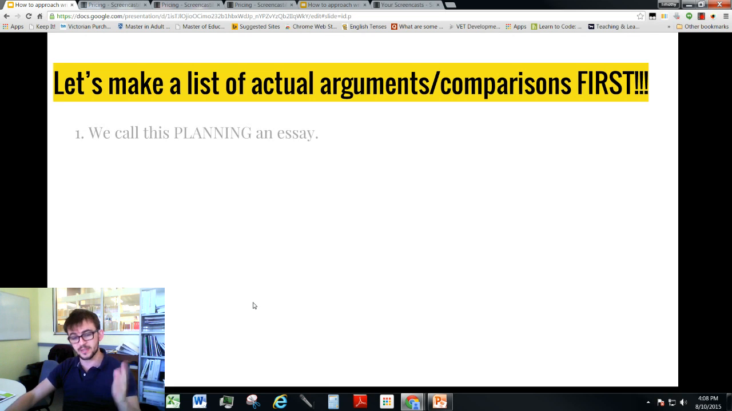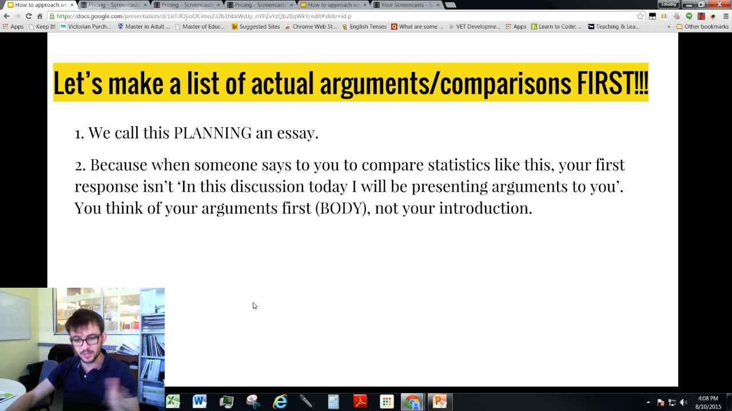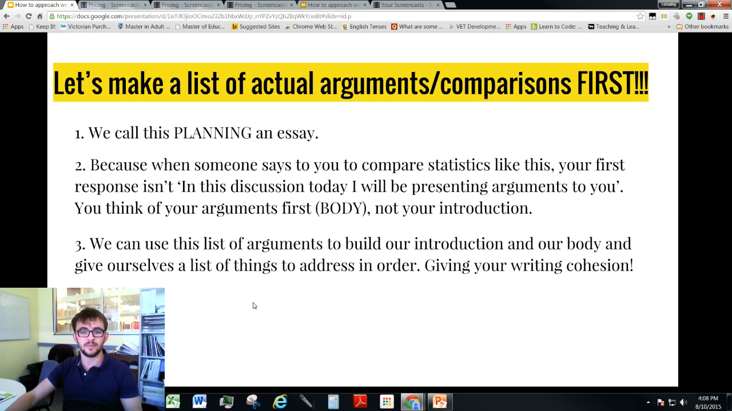So try this and see if it works. So it's planning an essay. You think of your arguments first, which will make up your body, not your introduction. So you write your arguments first. And then we'll use this to build part of our introduction and all of your body and part of your conclusion, which will then give you this beautiful cohesion, which you'll see in a minute.